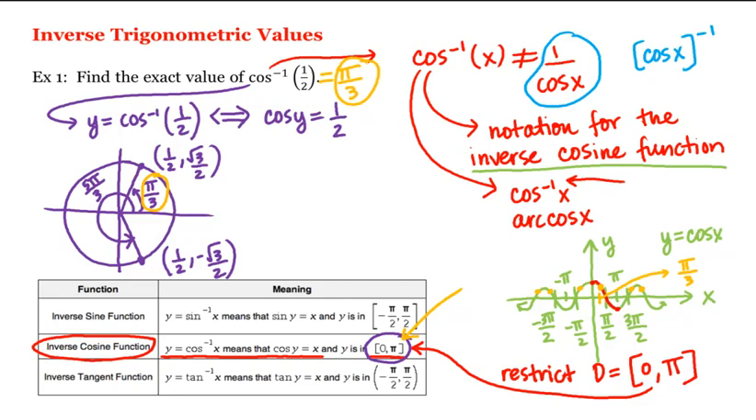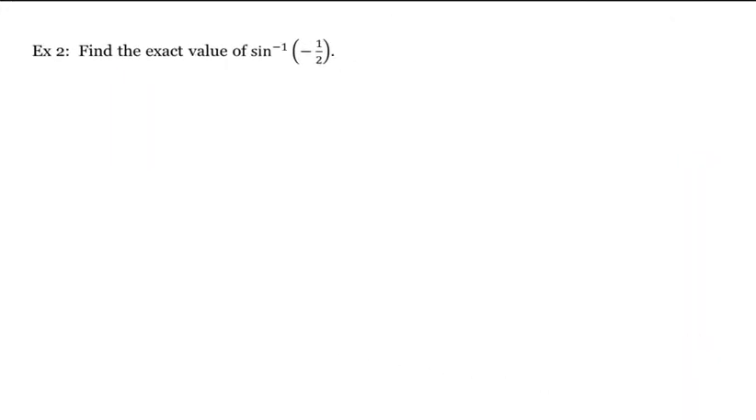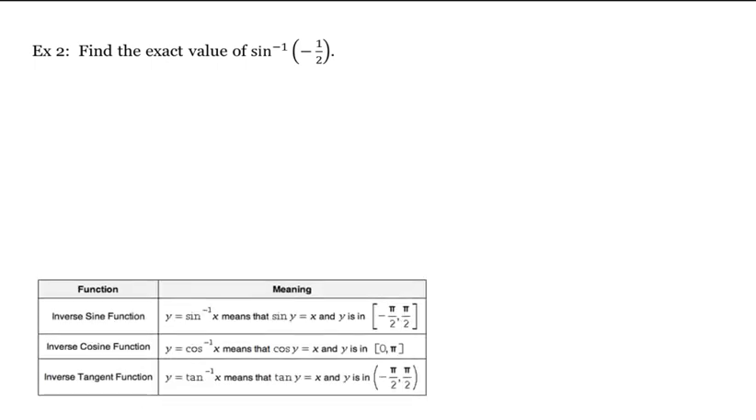All right, let's look at another example. Let's find the exact value of inverse sine of negative 1/2. Again, we have the following definitions, but now we'll be working with this first one here. So y is equal to inverse sine of x means that sine of y is equal to x, but moreover, y is in this interval, negative pi halves to pi halves.